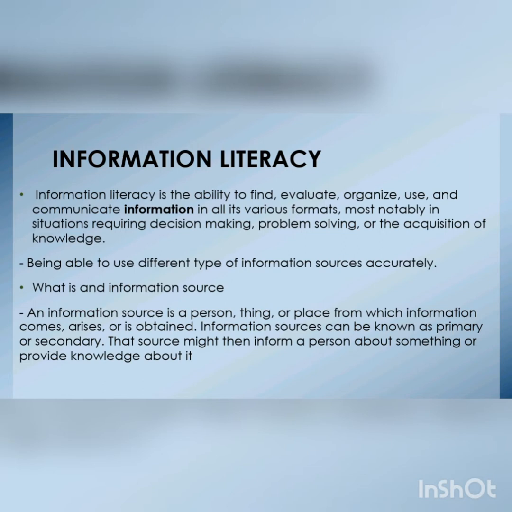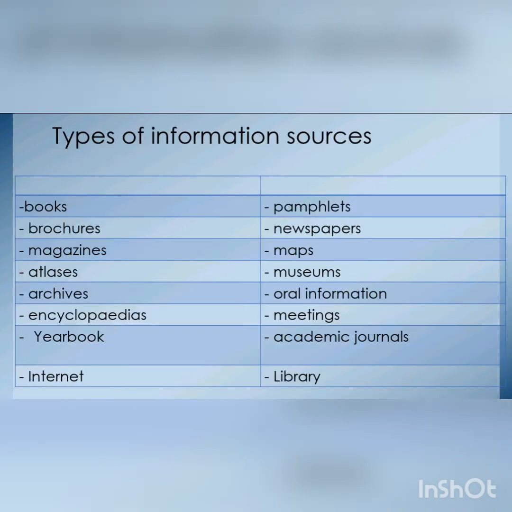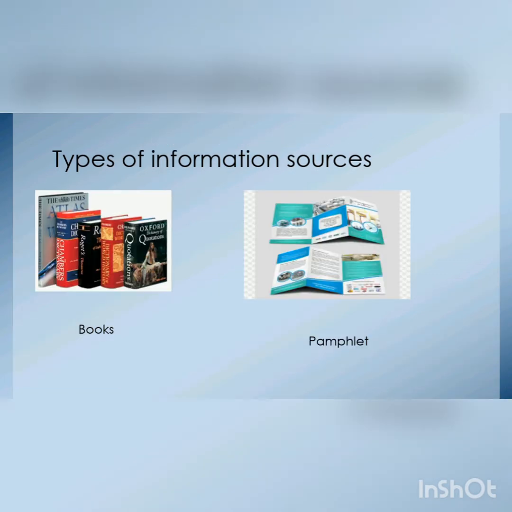Now, what are these information sources? These information sources are where we get knowledge or information from. And what are the examples of these information sources? The examples of these information sources are books, brochures, magazines, atlas, encyclopedias, pamphlets, newspapers, maps, museums, academic journals, and many others. The slide below shows an example of information sources, which are books and pamphlets.